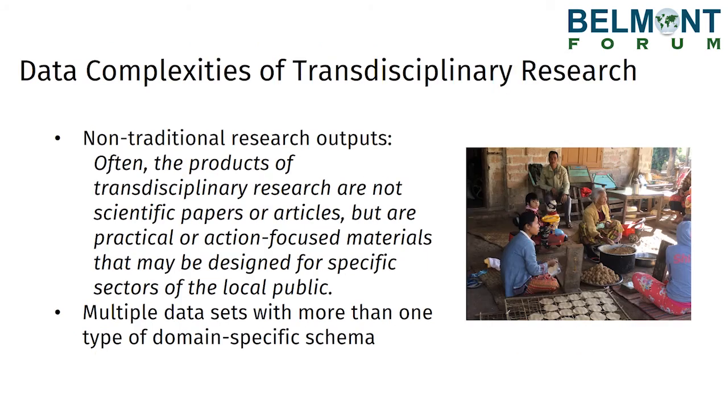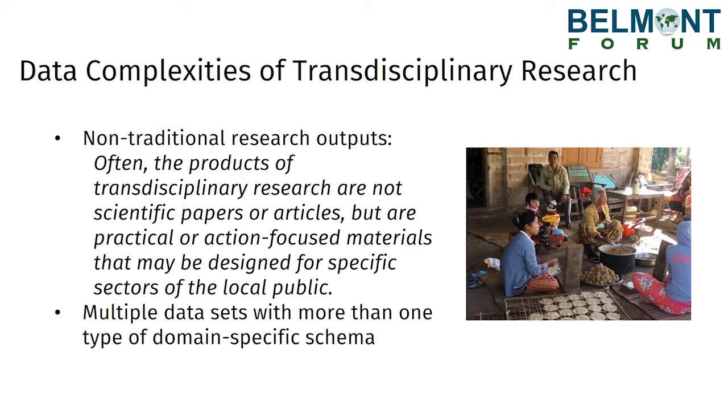As we learned in Part 1, transdisciplinary research addresses complex global realities and recognizes the inseparability of environmental, social, political, and economic problems. Therefore, this type of research encourages non-traditional research outputs. Often, the products of this research are not necessarily scientific papers or articles, but can be practical or action-focused materials that may be designed for specific sectors of the local public.